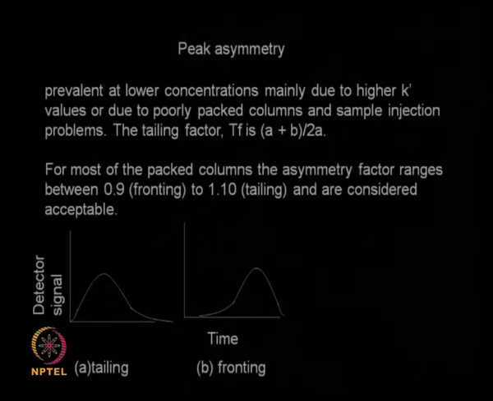If it is 0.9, that means you are having fronting. A by B, they are not uniform, or A is not the same as B, but A is different from B. That is why you are having either a factor of 0.9 or a factor above 1.1. If it is above 1.1, then we can call this tailing. If it is around 0.9 or less, then we can call it fronting. That means in the case of fronting, A is larger, B is smaller. In the case of tailing, B is larger, A is smaller.